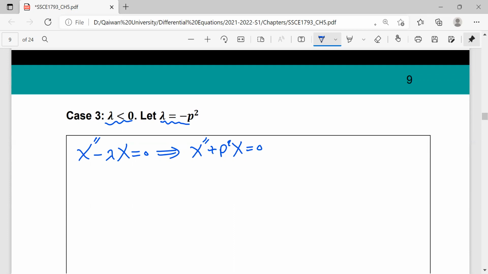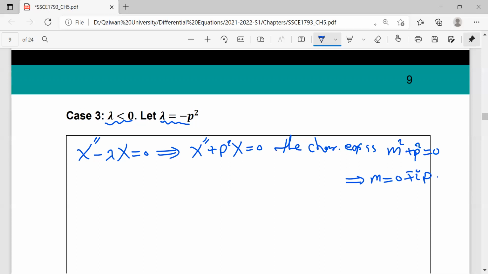To solve a homogeneous second order differential equation, we need to find the characteristic equation, and we just find the homogeneous solution, which will be the general solution. Here, the characteristic equation is m squared plus p squared equals 0. And here we can say that m equals plus minus ip. We get a complex value for it, and the real part is 0.